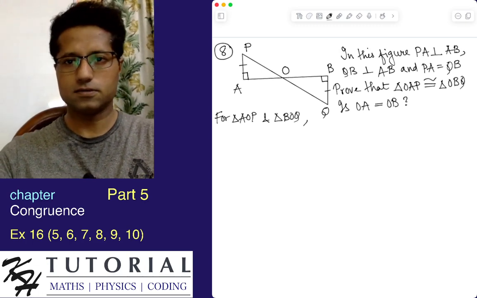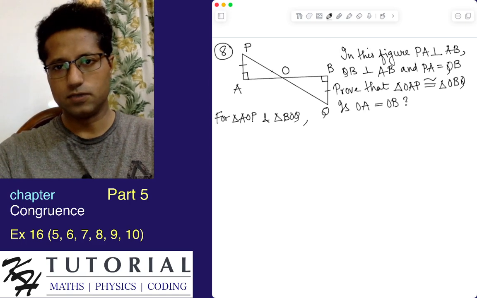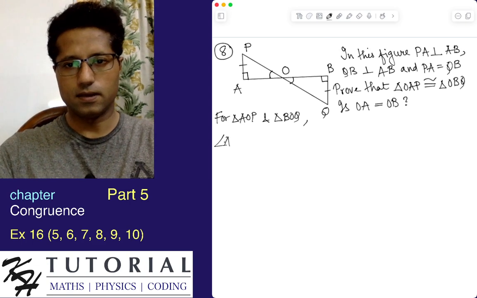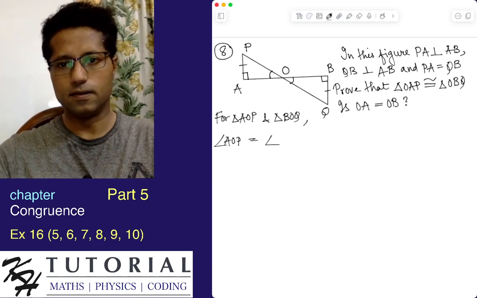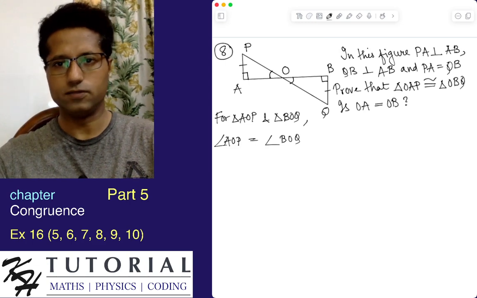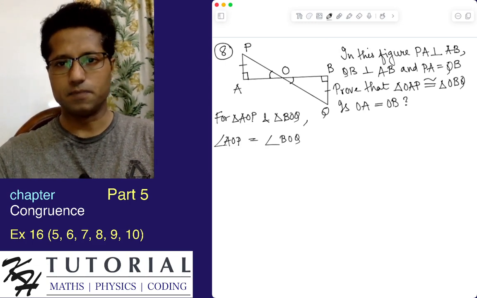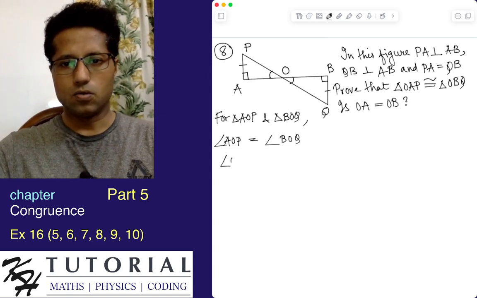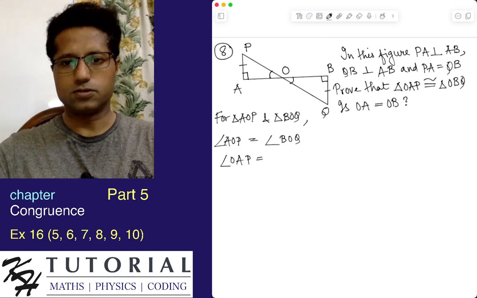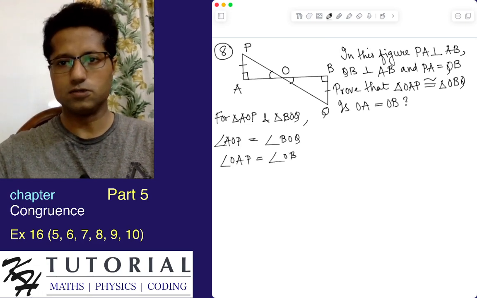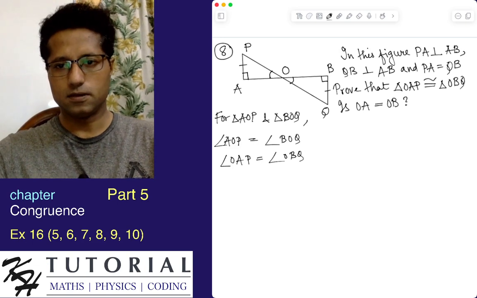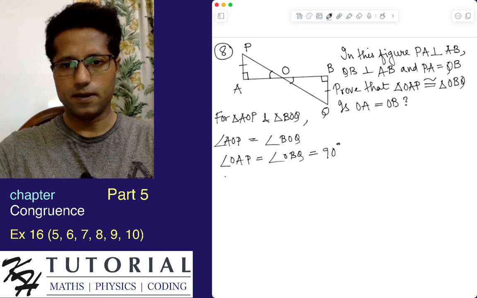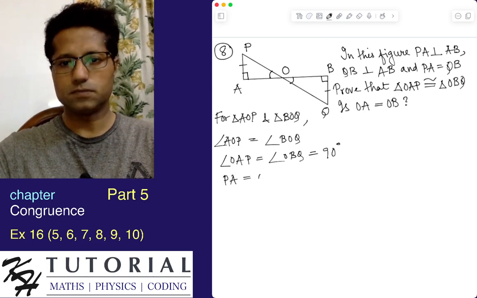Now for these two triangles, we know that these are vertically opposite angles. They have to be the same. So we have angle AOP equal to angle BOQ. What else is given? PA is perpendicular to AB. Therefore, angle OAP will be equal to angle OBQ, because BQ is also perpendicular to AB. They are equal to 90 degrees, and also it is given PA is equal to QB.